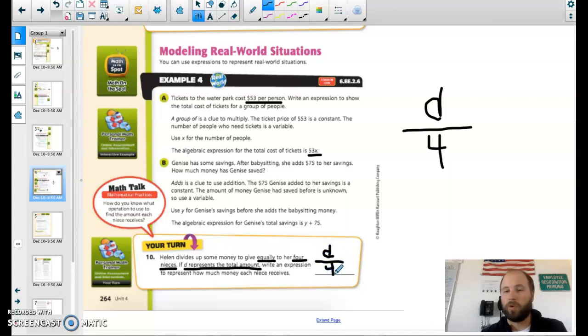Boom. Real world problem. We wrote an expression. This is like what you would do to solve this, or maybe if you were running the park that has the tickets, this would be your equation. Then all you would have to do is you would have it all set up. You'd have 53x, and then all you'd have to decide is, okay, how many people you got? 53 times, okay. Then you can figure it out. Same thing here. Once Helen figures out how much money she's got, she knows she's got to divide it by 4. Boom, real world problems.